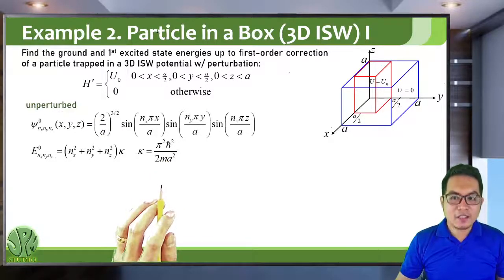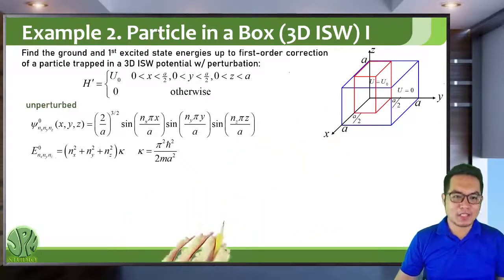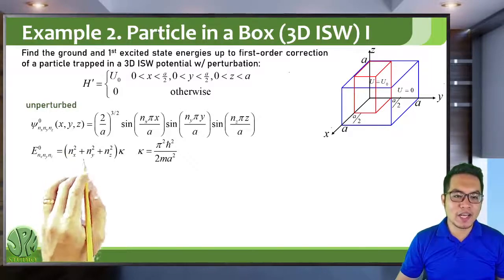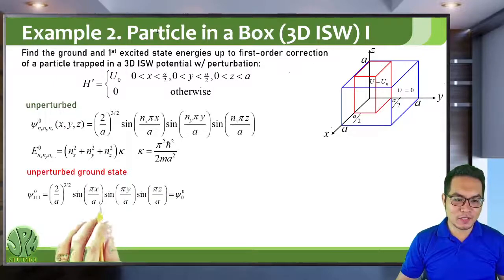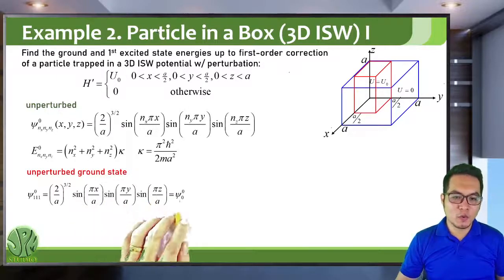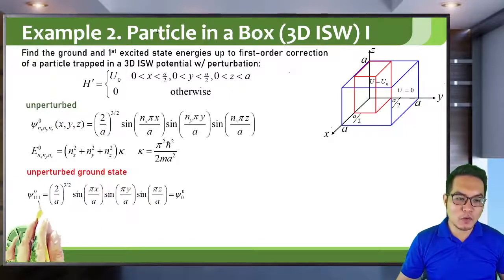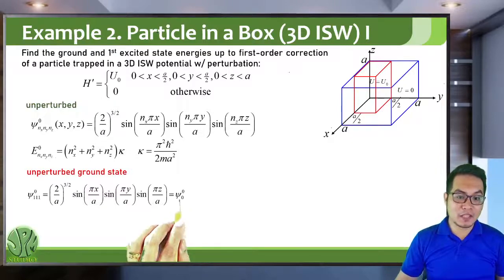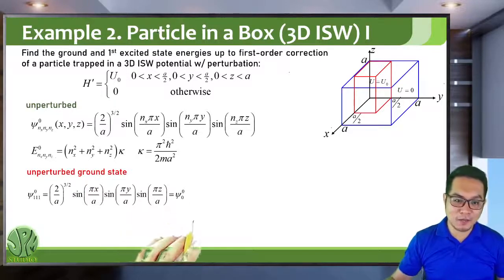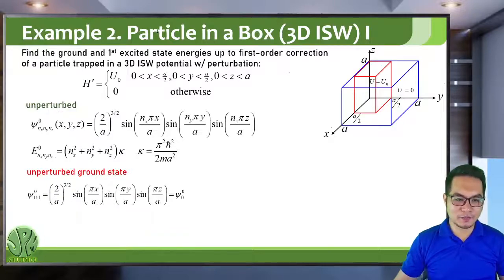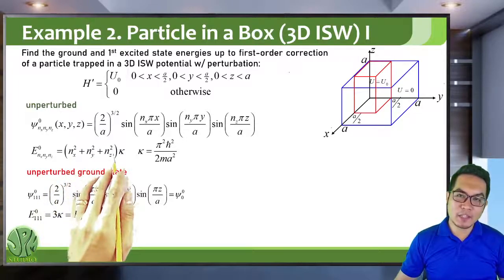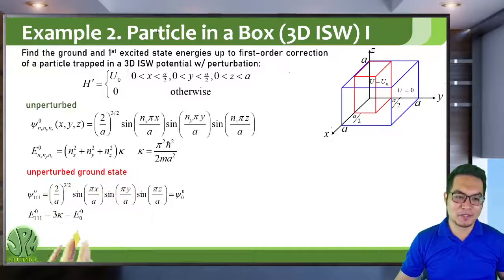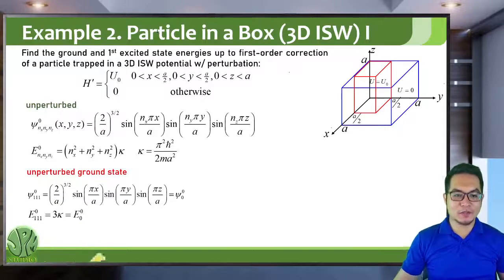So the ground state of this particle in a box is when n_x is equal to 1, n_y is equal to 1, and n_z is equal to 1. This is the unperturbed ground state. This is actually psi 111, and we will rename this state as psi 00 to signify that it's the ground state, the unperturbed ground state. The energy of this unperturbed ground state, with n_x, n_y, and n_z equal to 1, is 1 plus 1 plus 1, so you have 3 kappa. And this is E 111, and I will rename this to E 00 to signify that it's the ground state.